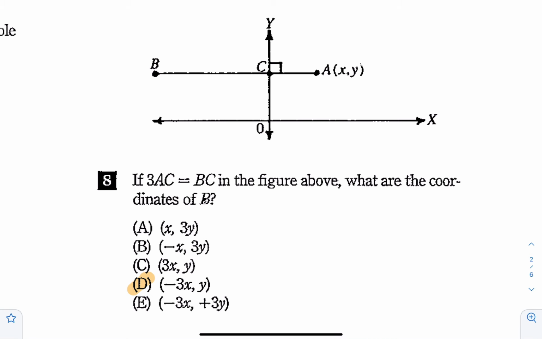Next, for number 8, if 3AC, or 3 times AC, is equal to BC in the figure above, what are the coordinates of B? So you don't know what the coordinates of point A are. They're just x, y. Now, you know that point C is on the y-axis, which means that its x has to be 0, because all the points on the y-axis have an x value of 0, and the y value will be the same. So point C will be (0, y). So this length, AC, is really just x, because it's from 0 to x.